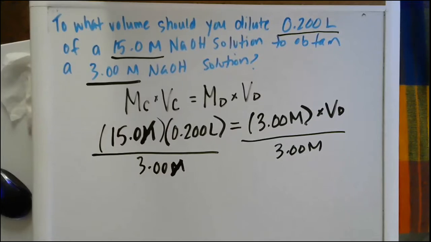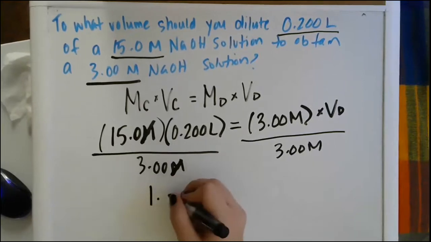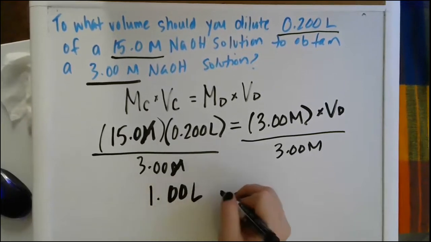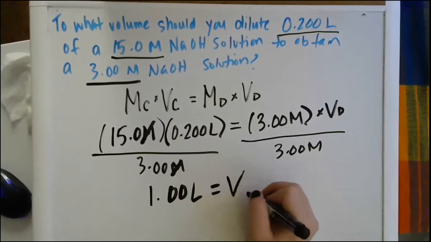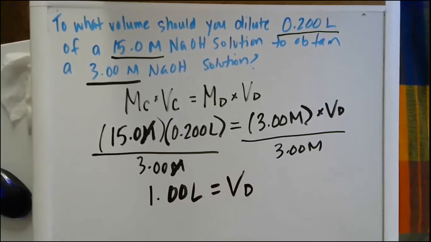And then we don't really need to do calculator work for this. We end up with 1.00 liters is our volume for our diluted solution. Okay, let's try another one.